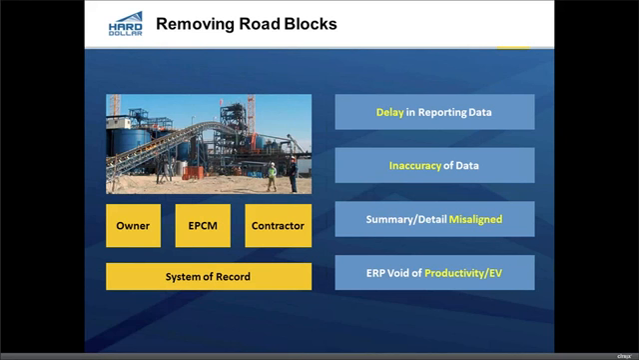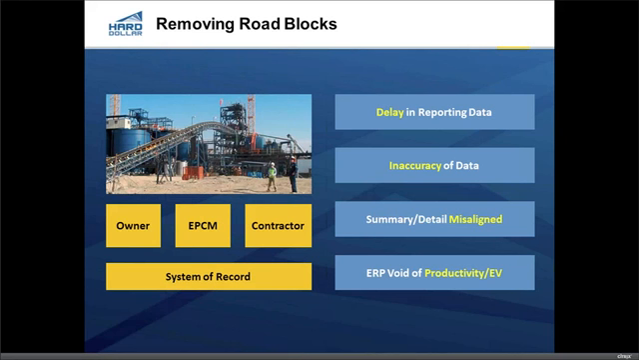We do that by starting to remove some of the roadblocks. This doesn't fix the problem, but it starts knocking them down one by one. Number one is delaying reporting data, getting greater visibility between the yellow boxes on the left-hand side so that the owner, EPCM, and contractor have greater visibility, and there's not a delay in reporting between them. Two is the inaccuracy of data, getting that removed as well, so that we're reporting accurate data from the field as quickly as we possibly can against a control budget of sorts, so that we can understand where we are really at versus where we think we're at.